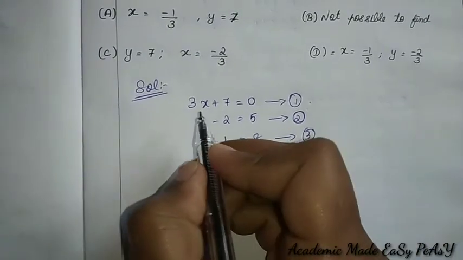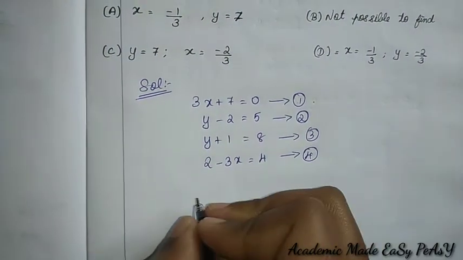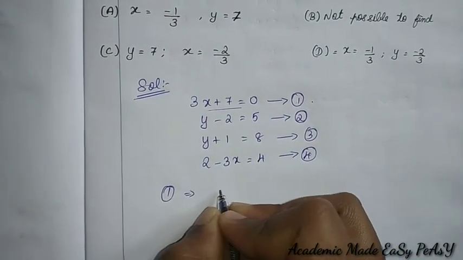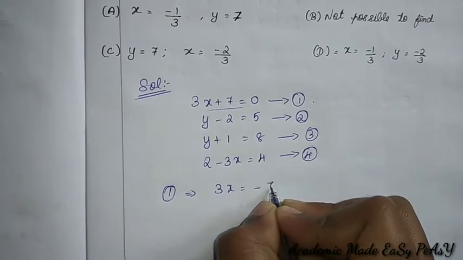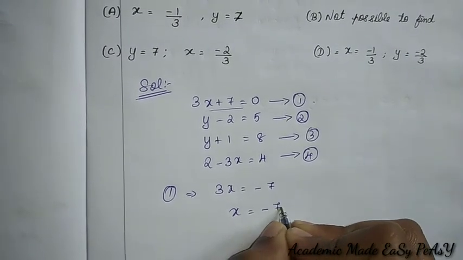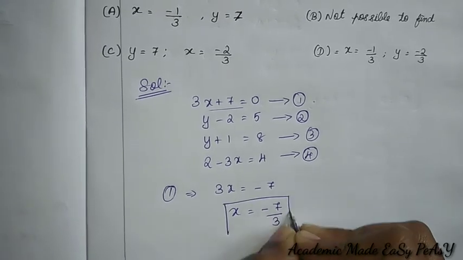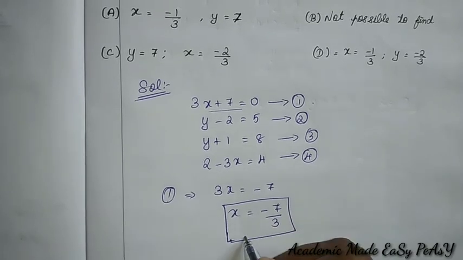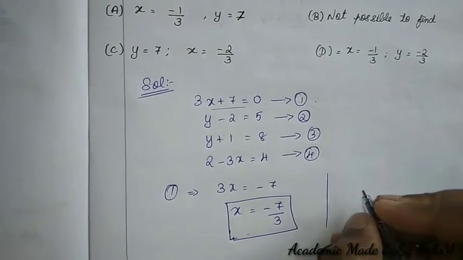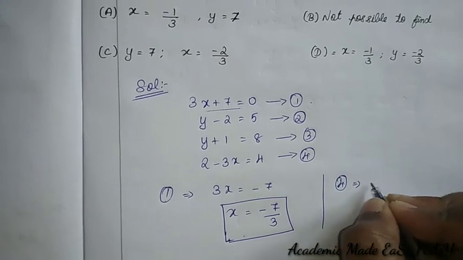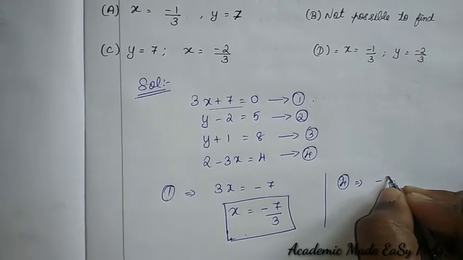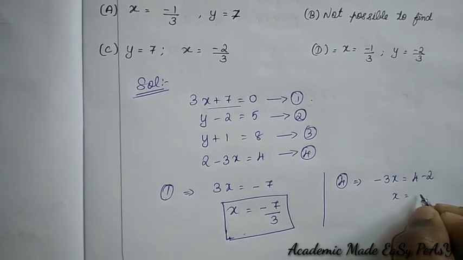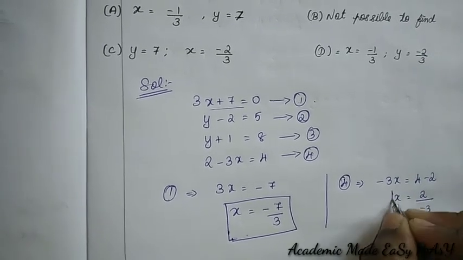Next, I'm going to find the solution for all these. Now I will take the first equation. Equation 1 implies 3x is equal to minus 7, where x is equal to minus 7 by 3. First, I'm finding only for x. Now if I take equation 4, I will have minus x is equal to 4 minus 2, where x is equal to 2 by minus 3.